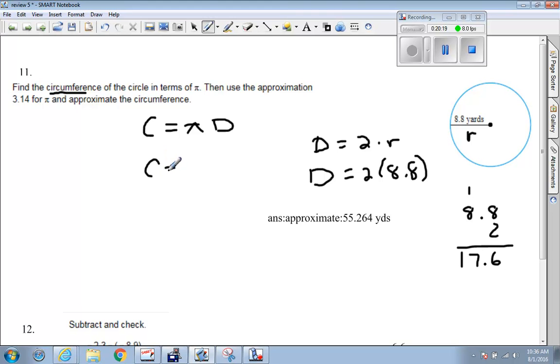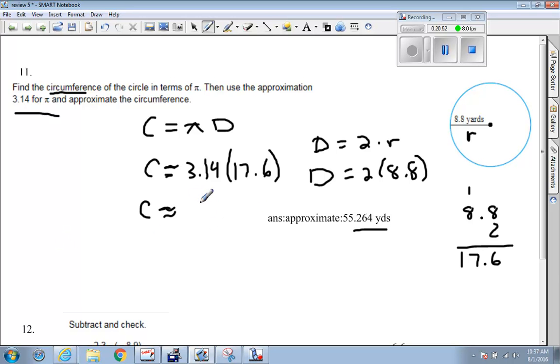So circumference then is pi, which we're approximating with 3.14, times the diameter. And I remind you that this is yards, so it's going to be in yards. So circumference is, and again, that's approximately because we're using a decimal approximation for pi. So we just have to figure out what 3.14 times 17.6 is, and that is just good old-fashioned decimal multiplication.